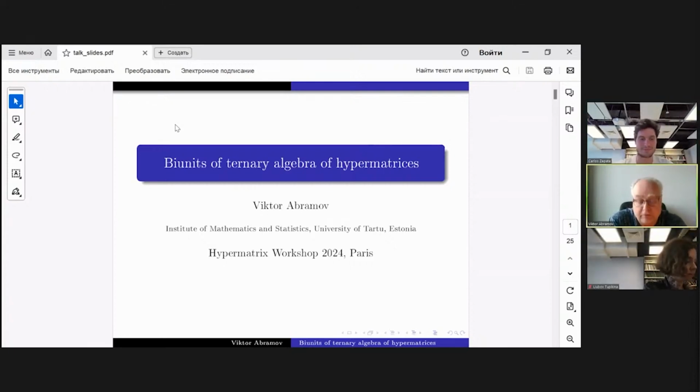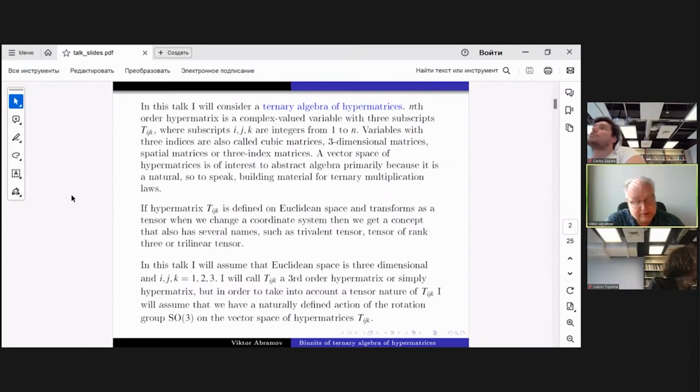Yes, thank you for the introduction, and thank you for the invitation to give these online talks. In this talk, I will consider structures which are very similar to the ones which were considered by Richard in his talk. And so the first structure which I'm interested in is a ternary algebra of hypermatrices.